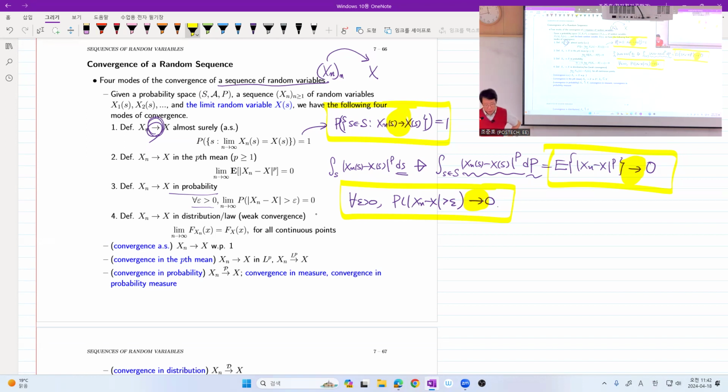And the last one is interesting. As I told you, we have a sequence of CDFs. And this converges to the target, the limit CDF, right? Here, not for every x. For every x, every continuity point.